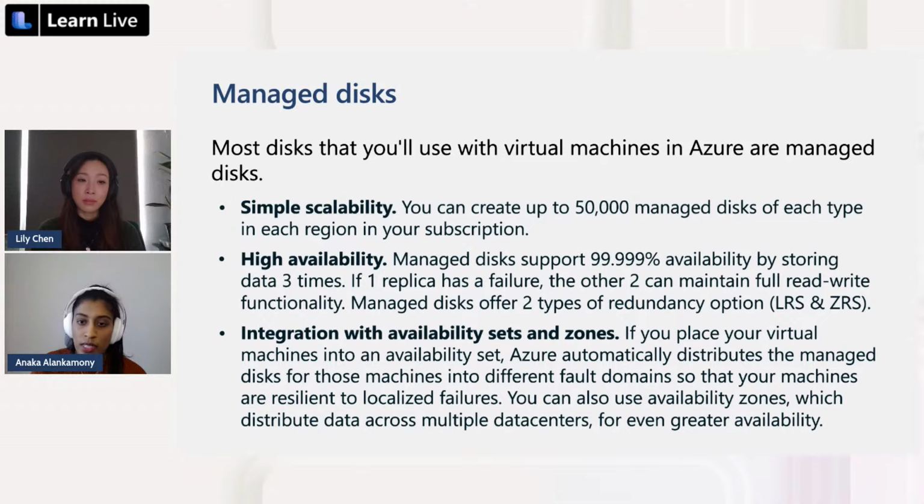LRS meaning locally redundant storage. This replicates your data in the same data center, and this provides at least 11 nines of durability. That's 99.9999999% of durability. ZRS meaning zone redundant storage synchronously replicates your data across 3 availability zones in the same region. And this provides 12 nines of durability. So even if one zone goes down, which is highly unlikely but possible, your workload will not be affected since a copy of it will be stored in a different zone within the same region.